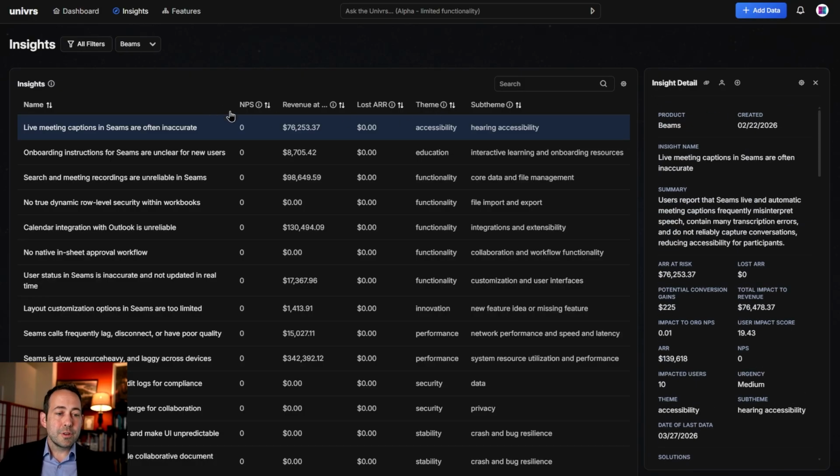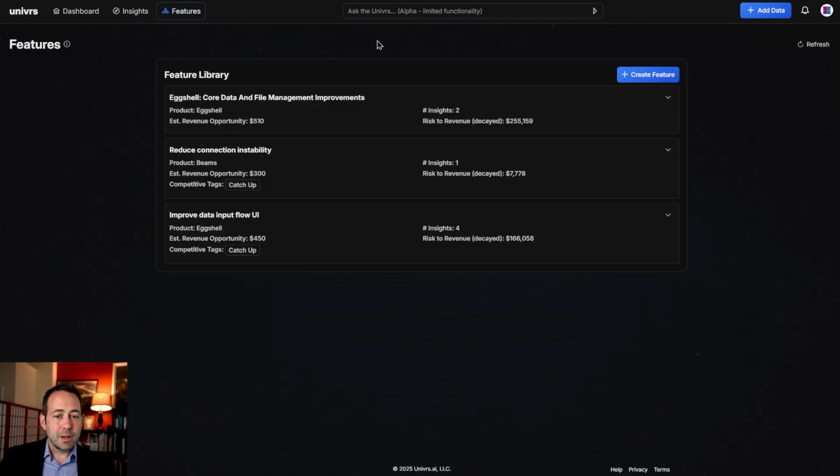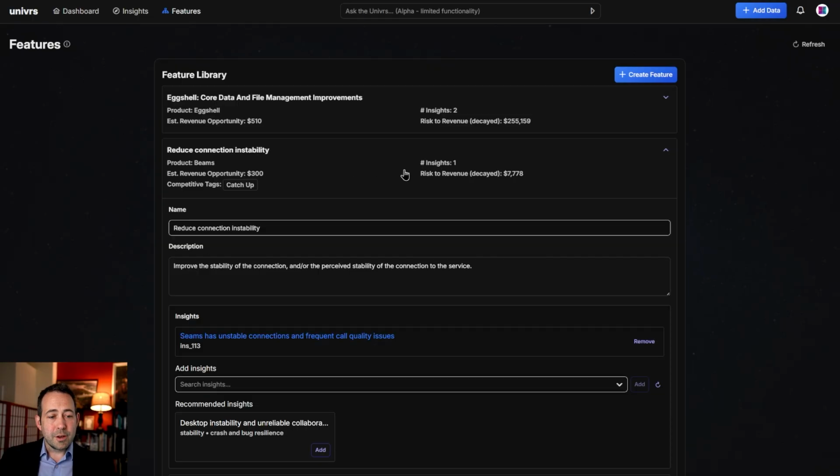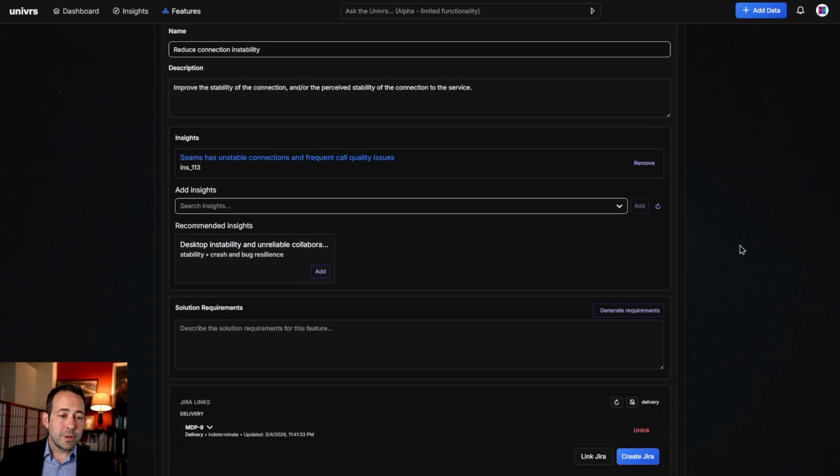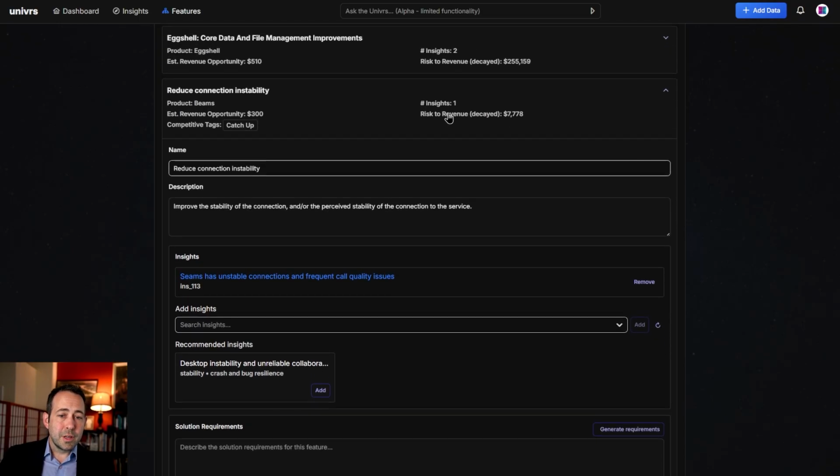But the last part I'll touch on here is that you can also combine insights into features, which you can then prioritize, right? So user insights can be linked to a Jira if you want something more specific. But if you want to do something higher level and bigger, you can link this to an Epic or whatever it is. You can build this feature out, prioritize it. And when you pull it over to Jira, it's going to pull with it all of the metrics that come. So you can see risk to revenue is here, revenue opportunity is here.